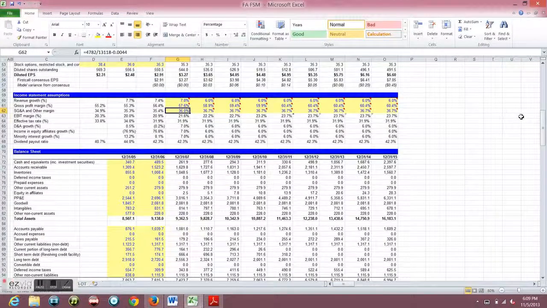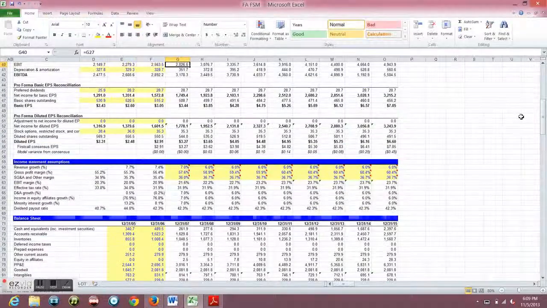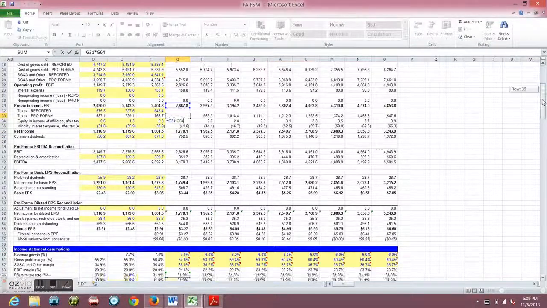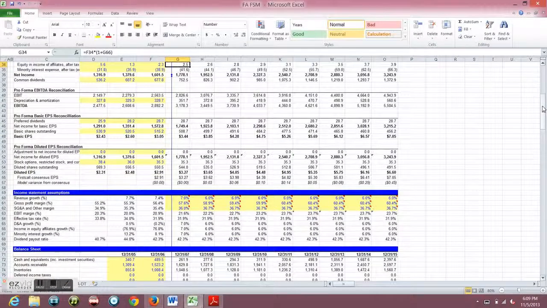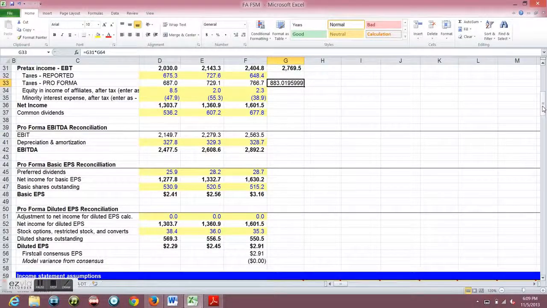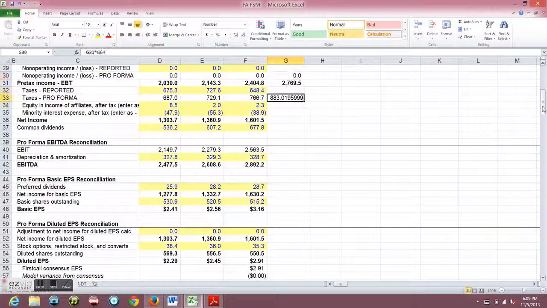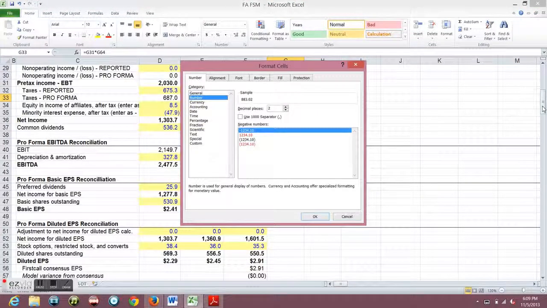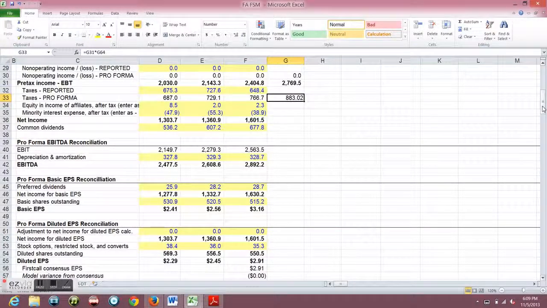Let me see if this is it. Taxes. Yeah, that's how I calculated it. I just wanted to make sure because I don't want to teach you guys anything wrong. As you can see, there's a lot of decimal places. We're just going to fix that by pressing Control 1, and a format cells window pops up. You just go to number, go to 2, and press enter. And then you have that.